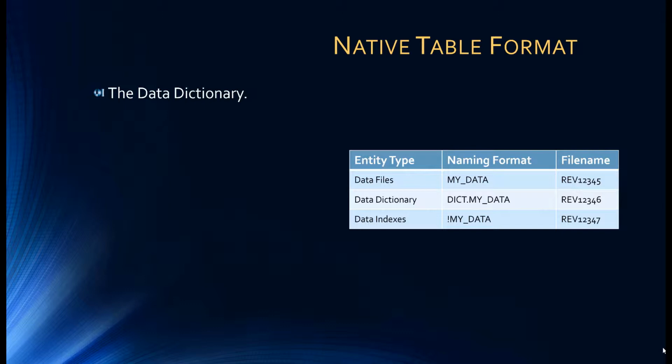The dictionary that is created is basically an overview of what the data is, so it details all the columns and their attributes. That file is held within OpenInsight as dict.my_data, or dict. whatever your table name is. And then we have data indexes. If you create an index, OpenInsight will create what we call a bang file, which is an exclamation mark, or if you're in the States, bang. So an exclamation mark, and then the name of your table, your dictionary.